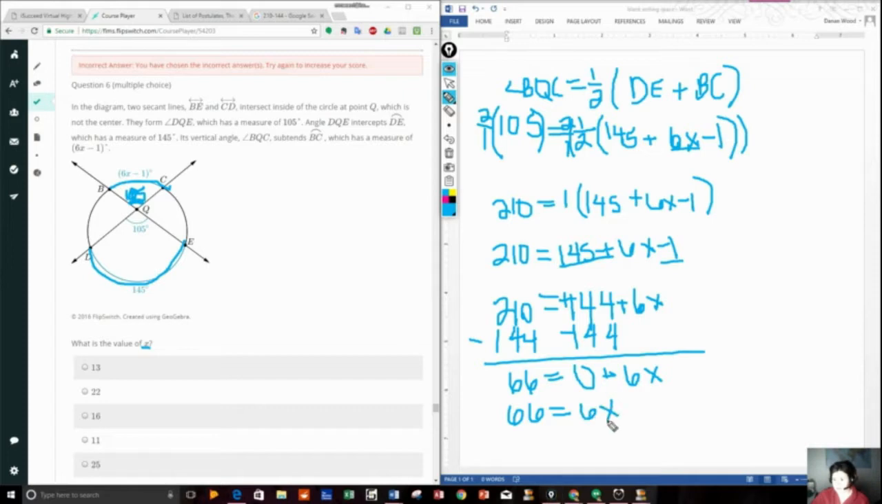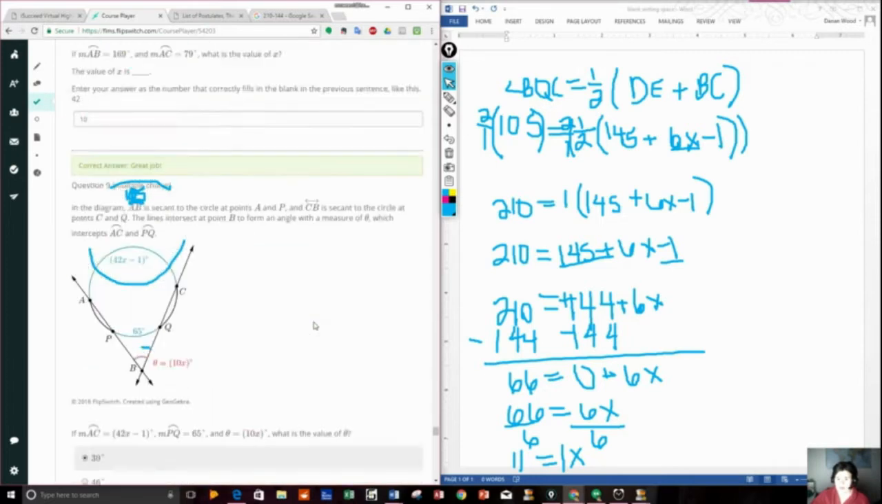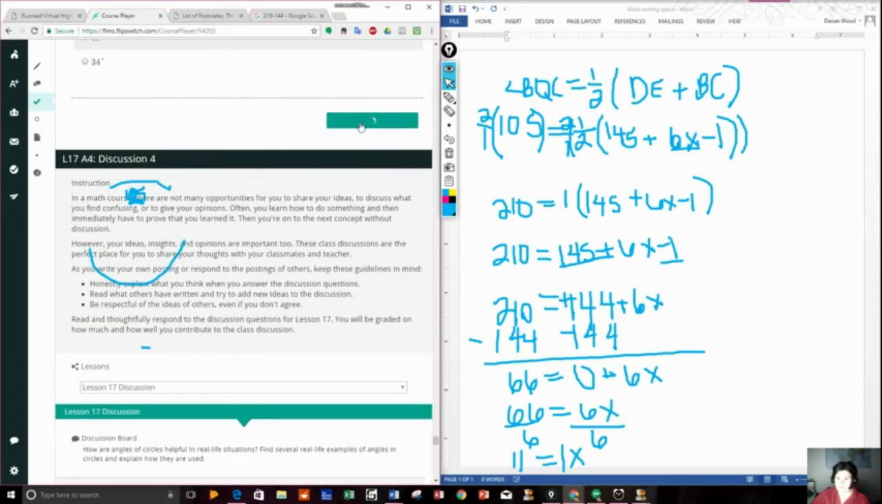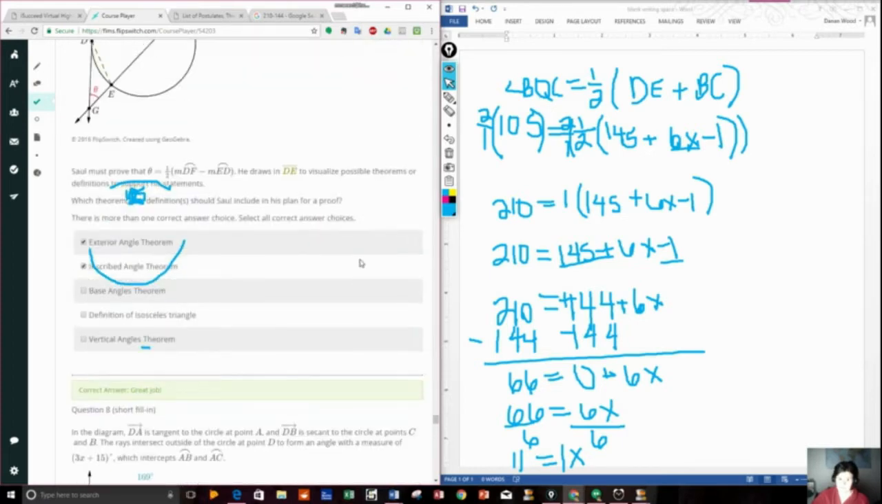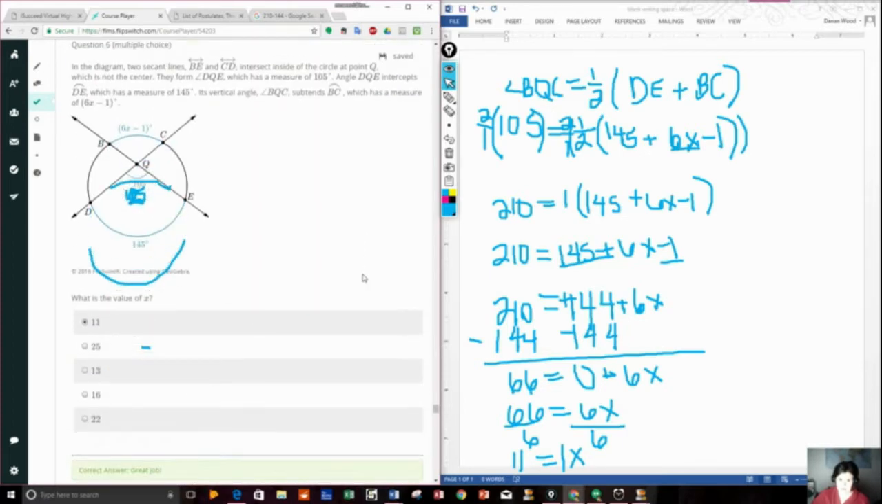And the last step, 6 is multiplying to x, and we want to make that a 1. So we're going to divide by 6. Divide by 6. 66 divided by 6 is 11. That equals 6 divided by 6 is 1x. So 11 is equal to the value of x. Let's scroll down and double check. Great job.